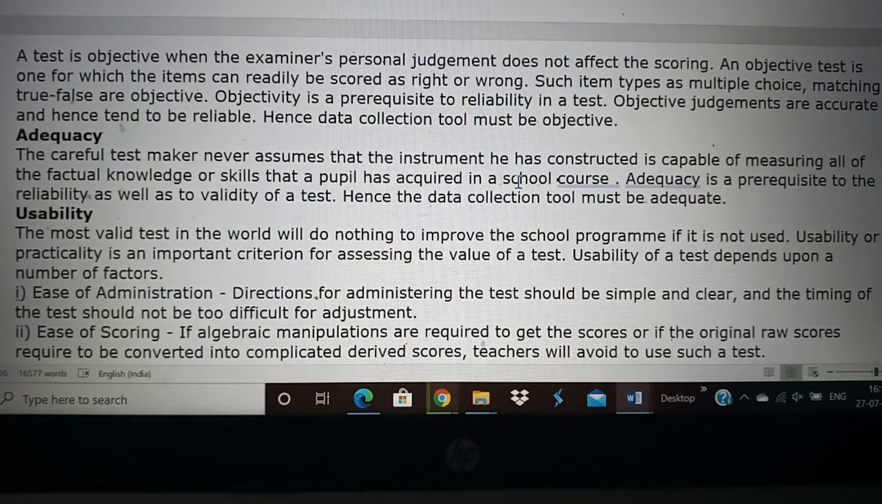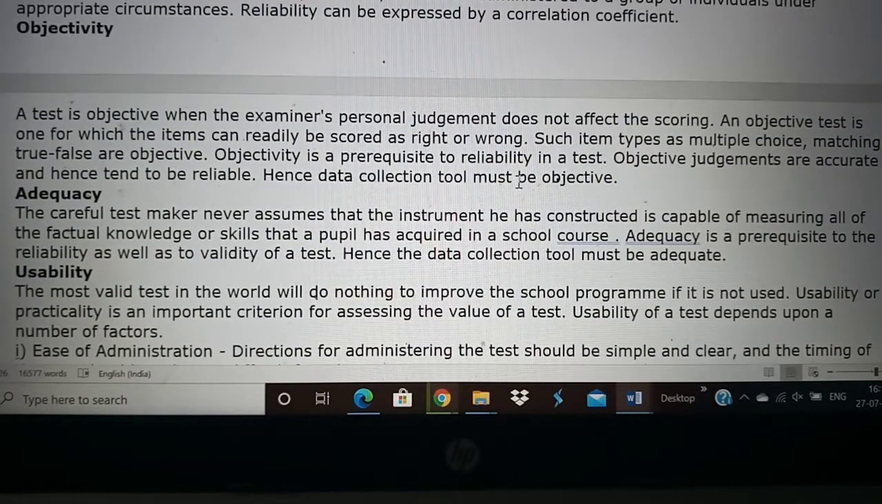The next thing is objectivity. Objectivity means there should be no bias in the research tool. So for example, if you have a multiple choice and one of the choices is correct, or if you ask the patient questions like whether something is true or false, then the answer will be very objective. For example, do you have corona?